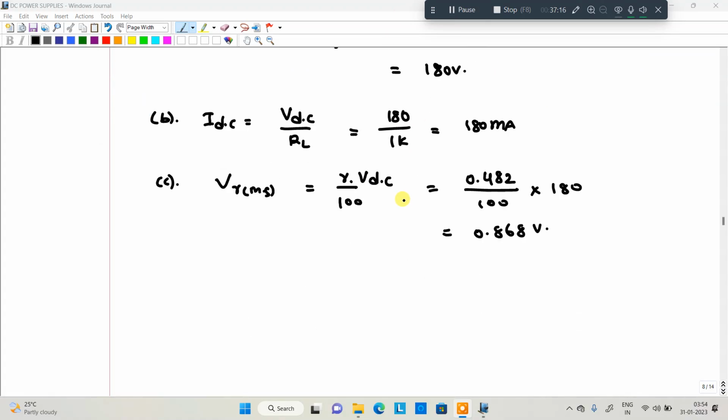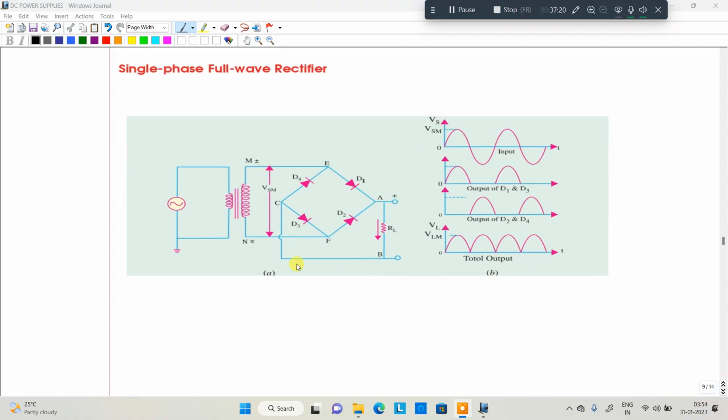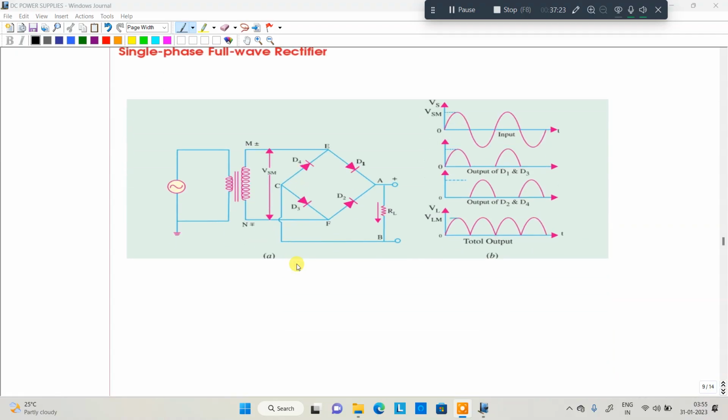Next we are moving to the next topic, a single phase full wave rectifier, bridge type. Okay, bridge type full wave rectifier. In this particular case, again the transformer is connected to 4 diodes. In the previous case, how many diodes were there? 2 diodes were present, but here 4 diodes are present. We'll see what exactly the working principle is in the positive half cycle and negative half cycle.